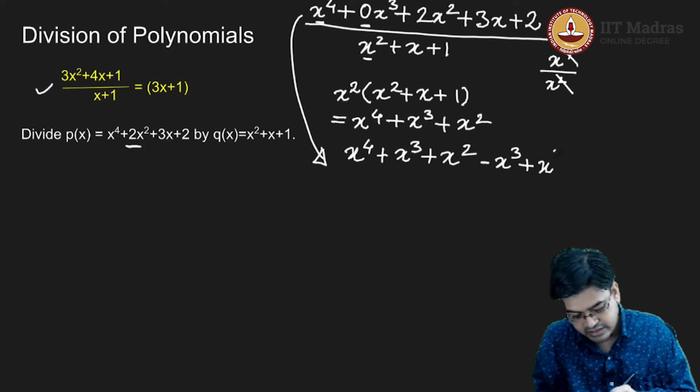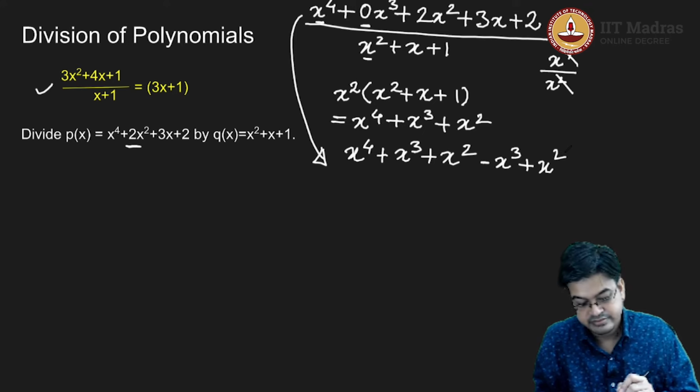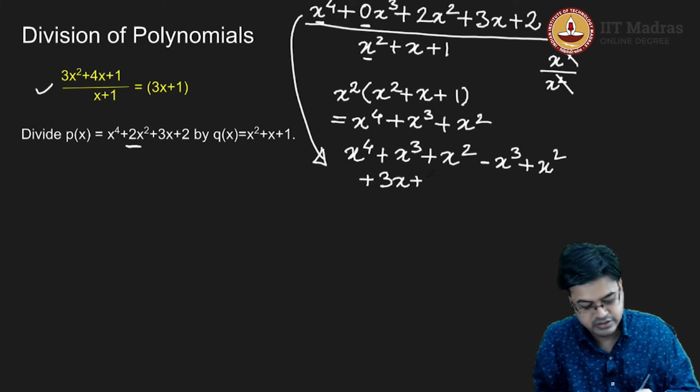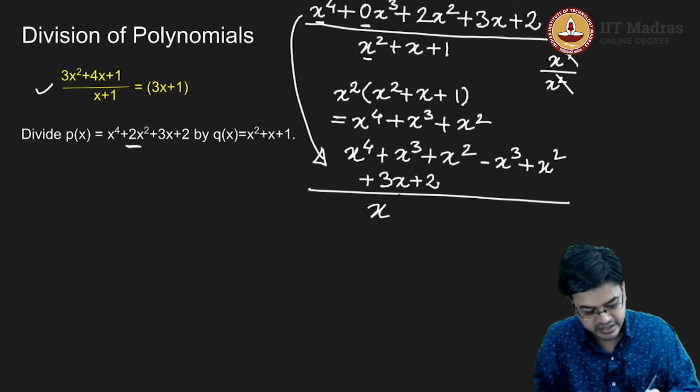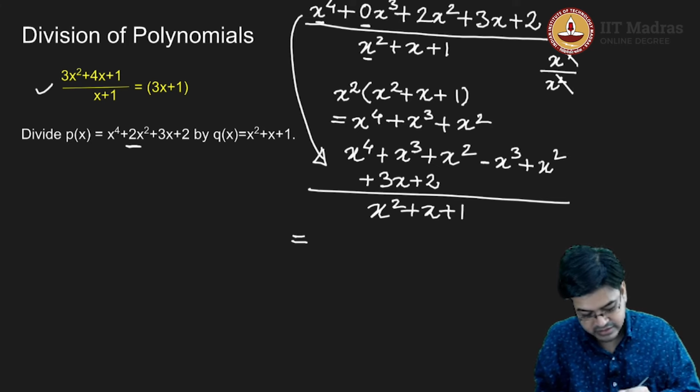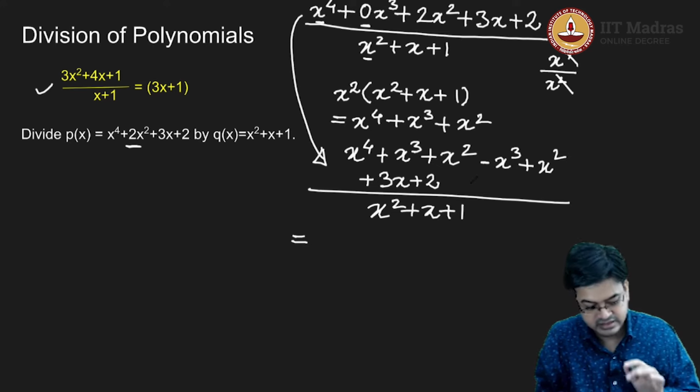So this will be another x square plus 3x plus 2 as it is. So let me write that term as it is, 3x plus 2. And now if I divide this term by x square plus x plus 1, then what I will get here is, take these first 3 terms and keep the remaining term as it is.